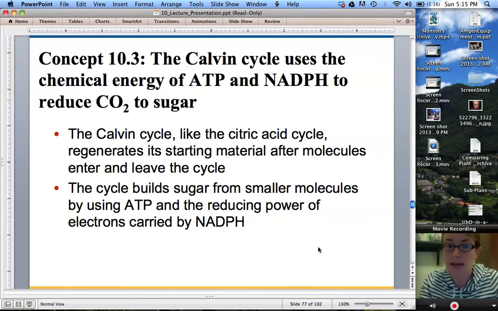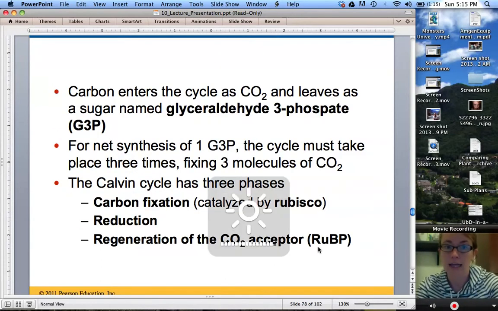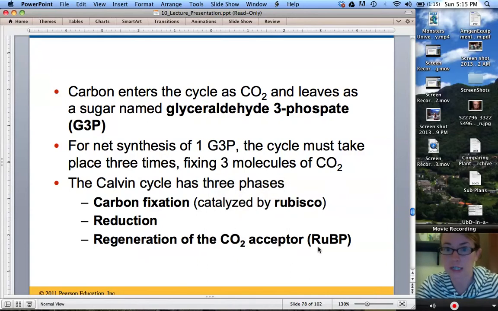So we're going to see what that means, but we use ATP and NADPH, or the electrons carried by NADPH, to power this process. So carbon enters the cycle as carbon dioxide and leaves as a sugar named glyceraldehyde 3-phosphate, which we're going to call G3P from here on out. Notice that we're not saying glucose. It does not leave the cycle as glucose. It's really easy, especially in lower biology, to say it leaves as glucose, but actually it leaves as G3P, which can then later be built into glucose or other sugar molecules.